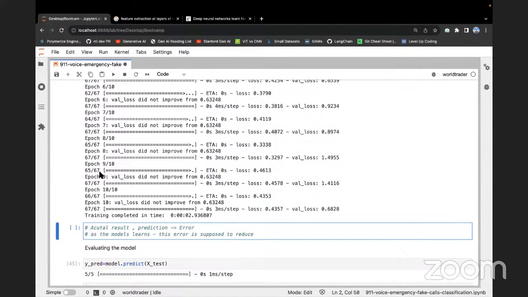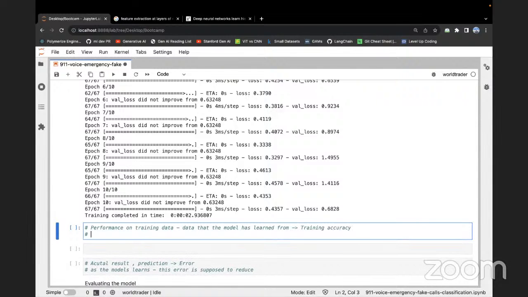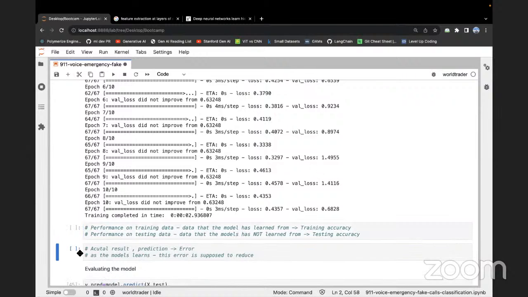Shubhankar's question is, what is training accuracy? So performance on training data that the model has learned from, that is your training accuracy. Then there is similarly testing accuracy. Whatever your performance is on testing data that the model has not learned from, that is your testing accuracy. Okay, makes sense, Shubhankar?